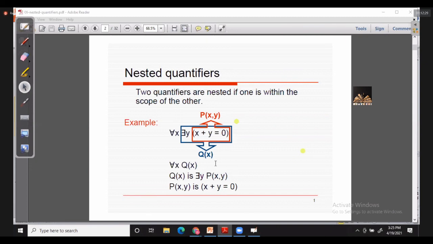See here, the colors also represent this. P of x comma y, x plus y equal to 0, is the predicate p of x comma y. The there exists y quantifier is applied to this predicate. Next, the result is called q of x. This is then evaluated with for all x. Okay, note down this one. I will explain with an example.